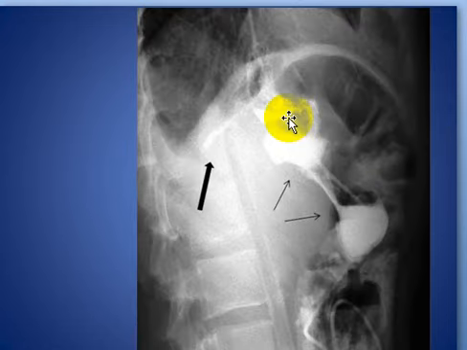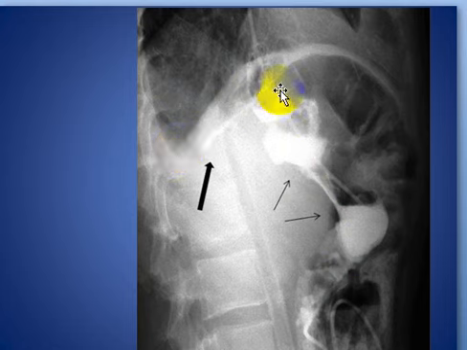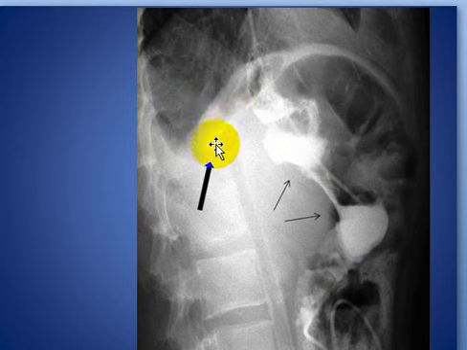Another patient here, another patient after gastric sleeve operation, and we see the leak also in the proximal zone, in the proximal part of the staple line.